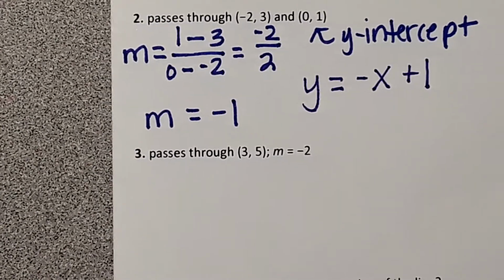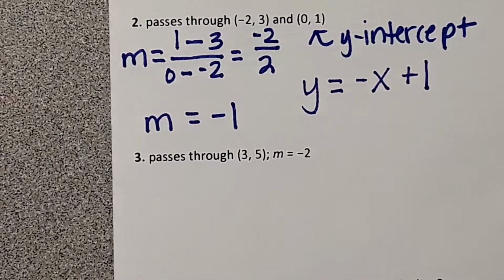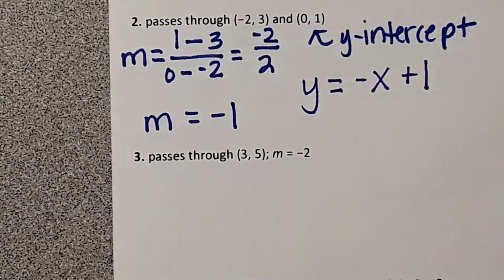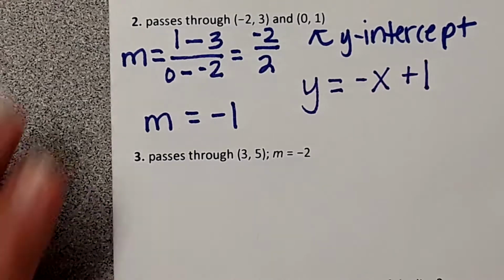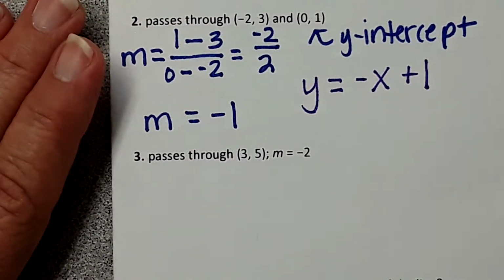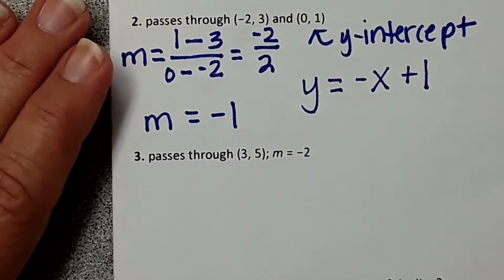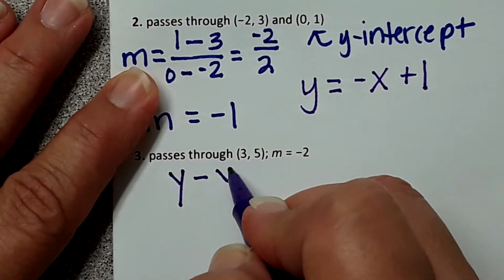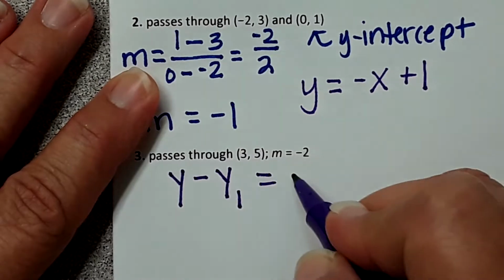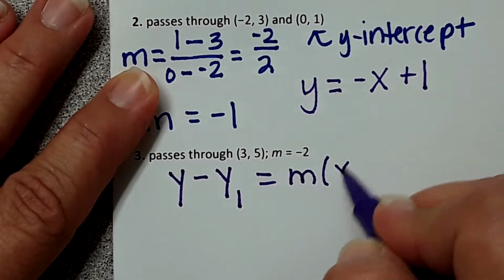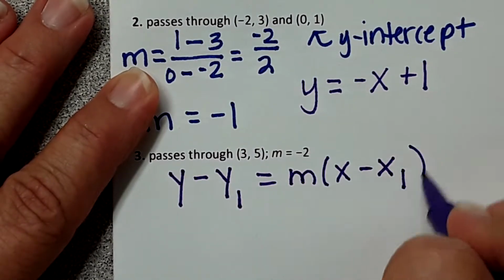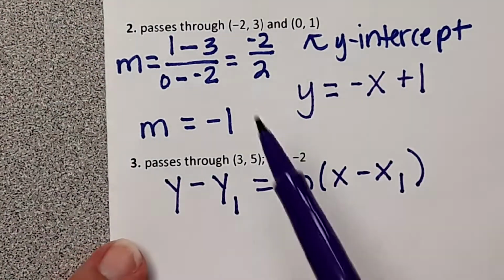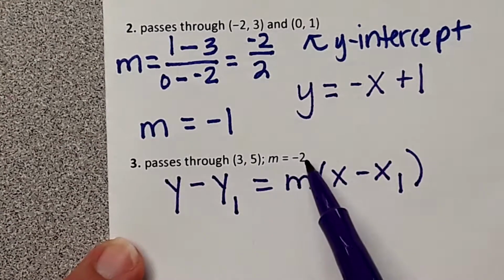Now, number 3. What did they give me? They gave me a point and a slope. Since they gave me a point and a slope, and the point they gave me is not the y-intercept, I'm going to use point-slope form. Point-slope form is y minus y1 equals m times x minus x1. This is on the other page. So this is x1, y1, that's your slope.